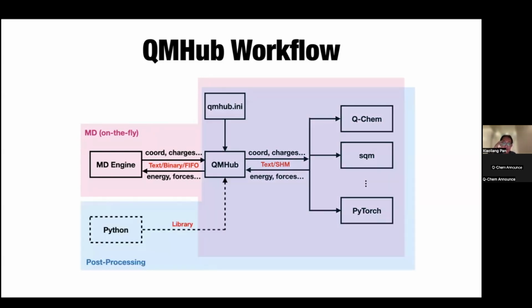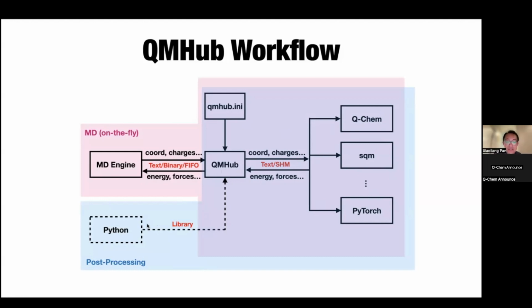And another way to use QMHub is as a Python library. This is mainly used in post-processing. In this case, we just launch a Python environment, and then we can just import the QMHub module. Then we have all the Python API of the module exposed to this Python environment. Then you can do any of these QM/MM calculations within this environment.